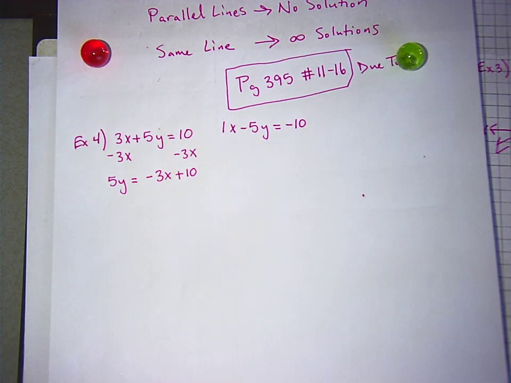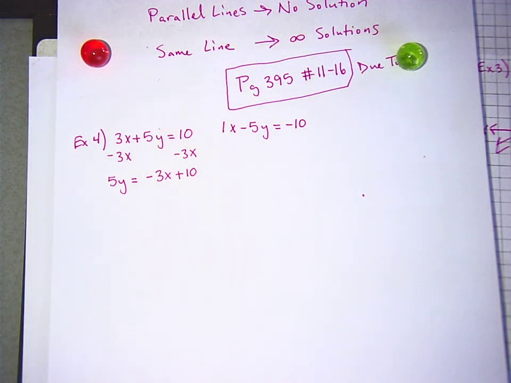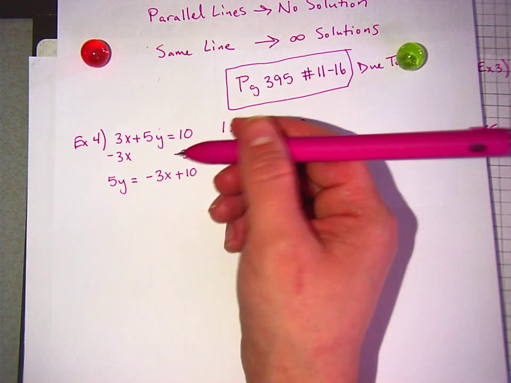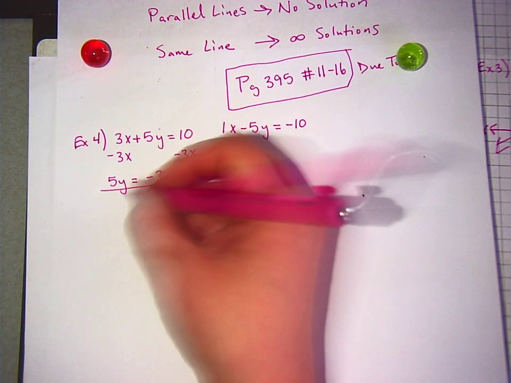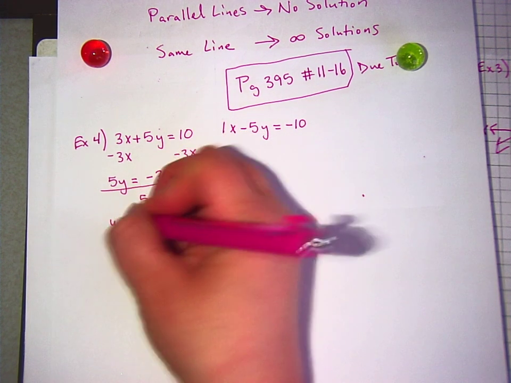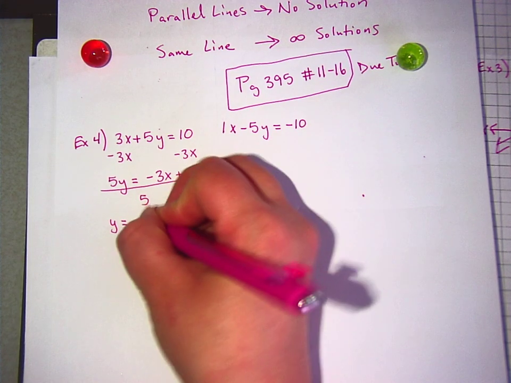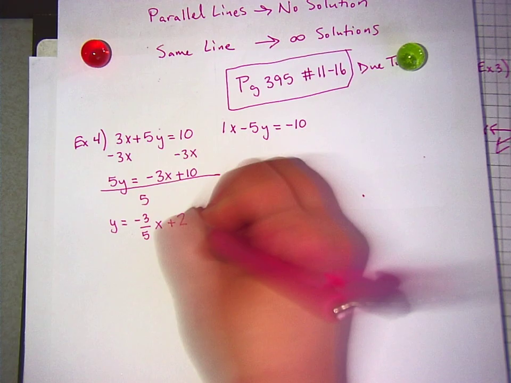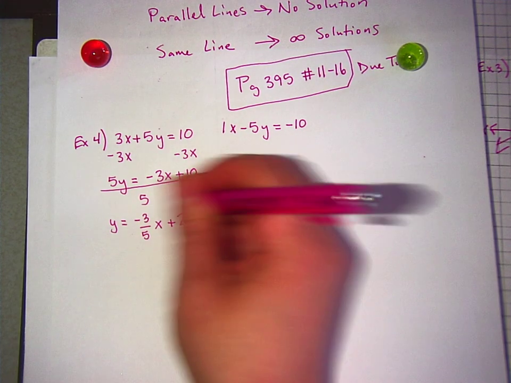Why can't I combine the negative 3 and the 10? One's a variable, one's not. They're not like terms. And also, why do you think I chose to put the x first? So that it looks like y equals mx plus b. And now to get y by itself, I'm going to divide by 5. Everybody's writing this down. Y equals negative 3/5 x plus 2. And this is what I'm going to graph.